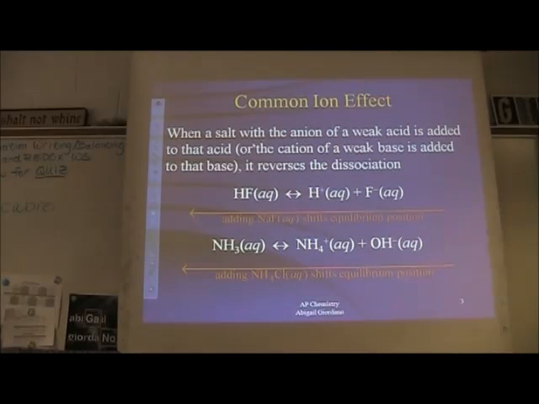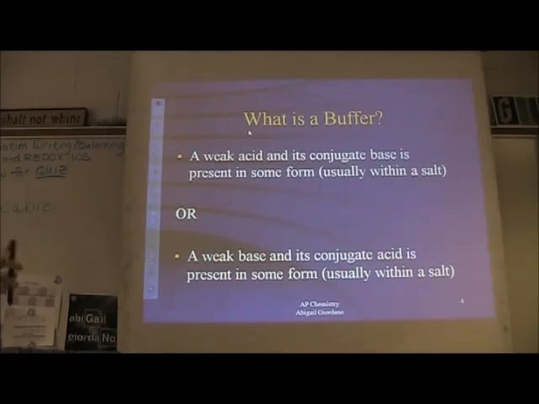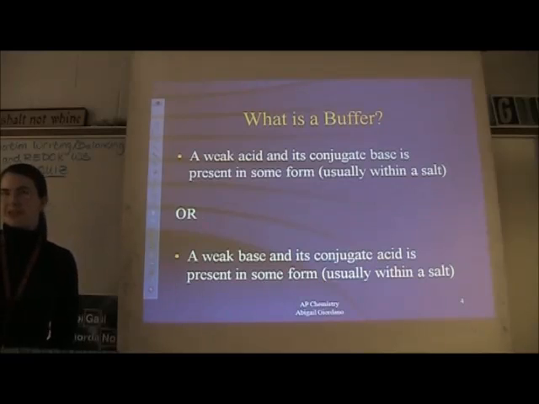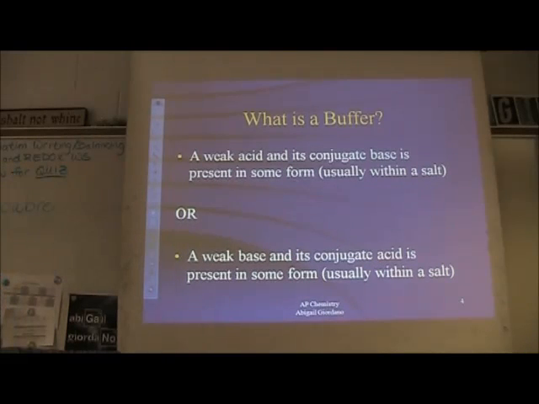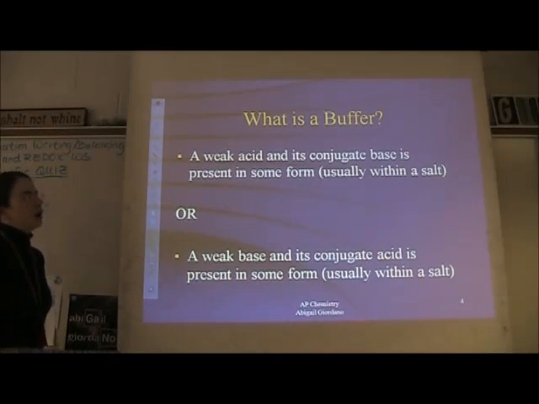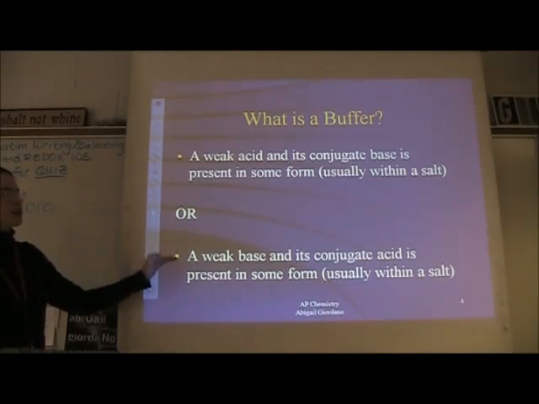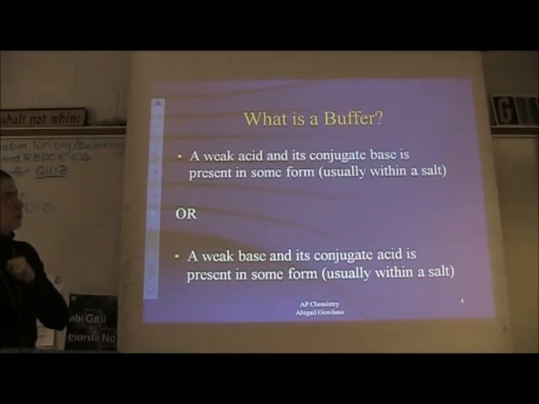Okay, now, these two situations have a name, ladies and gentlemen. They are called buffer systems. And the very first, probably simplest kind of question you're going to see on multiple choice will be, which of the following combinations represents a buffer system? Okay, well there are two types of buffer systems.